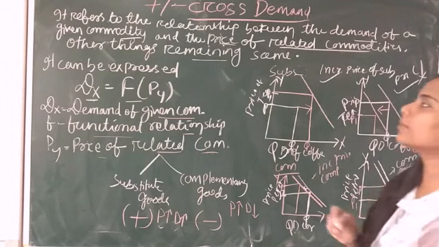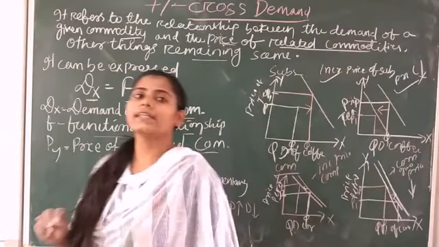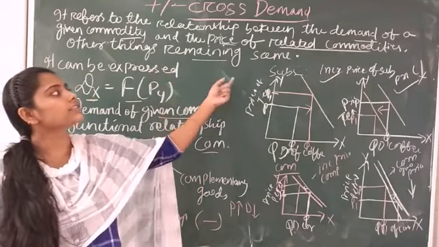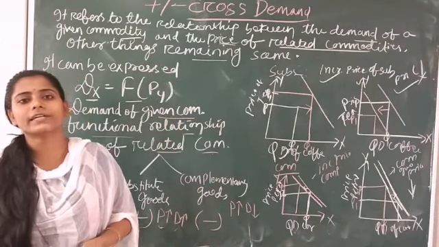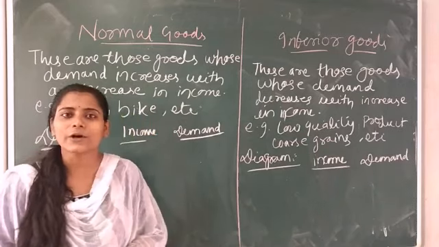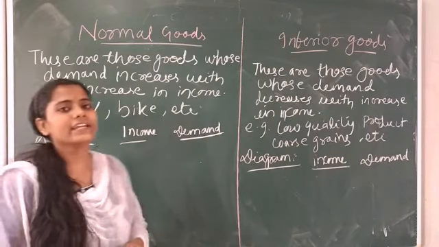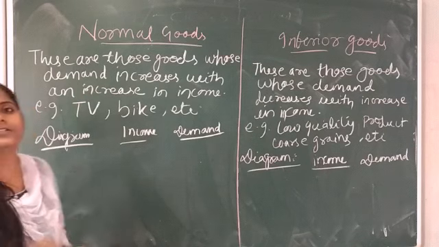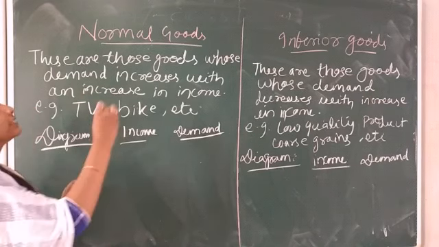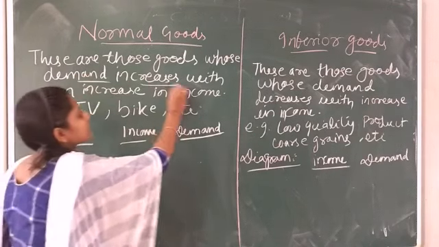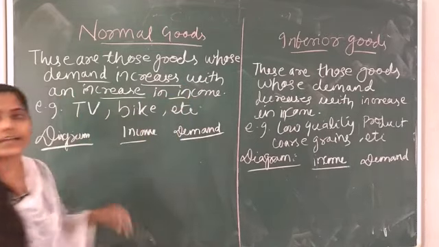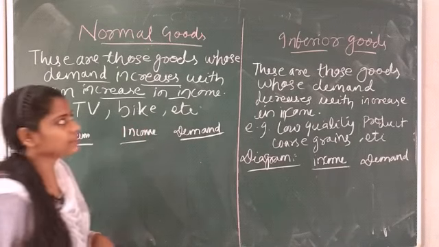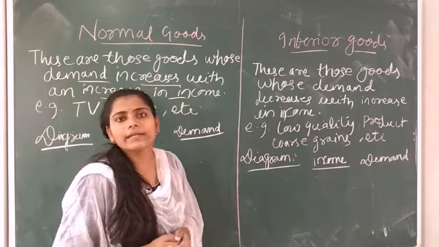So this is all about your cross demand, where it indicates the price of a given commodity and the price of a related commodity. The next topic is normal goods and inferior goods. This can be explained through an example. So first, the meaning of normal goods: these are those goods whose demand increases with an increase in income. The examples are TV, bike, etc., which we consume in our daily life.